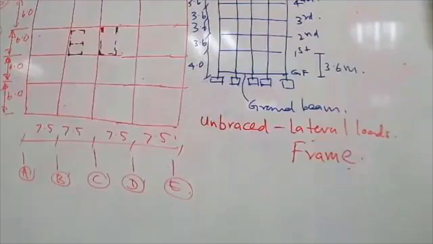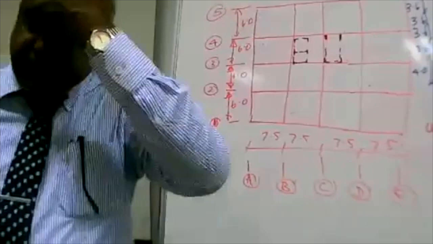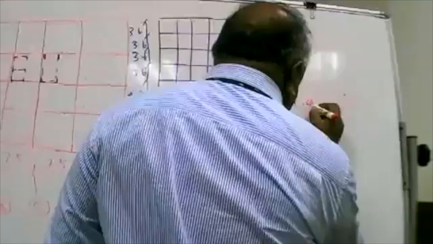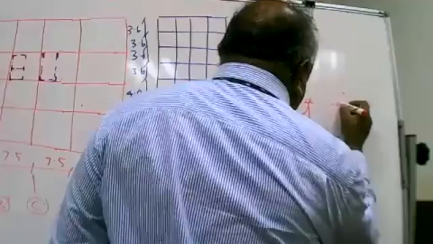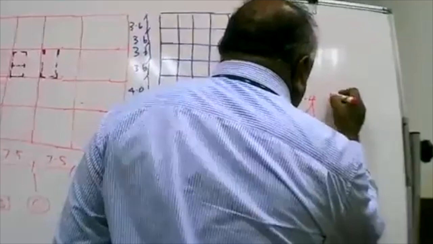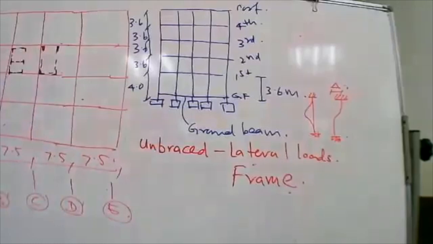So, if the frame is resisting the lateral loads, it's an unbraced frame. What is the difference between a braced frame and an unbraced frame? If you take a column in the braced frame, the column buckles like this. In the unbraced frame, the column buckles like this. There's a movement delta. With an unbraced frame, there's a movement at the top of the column.